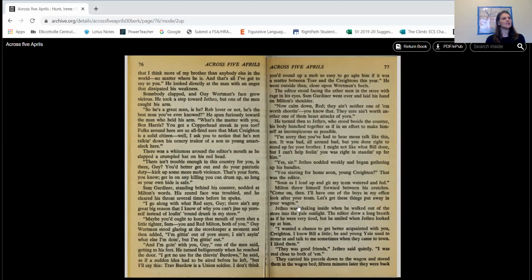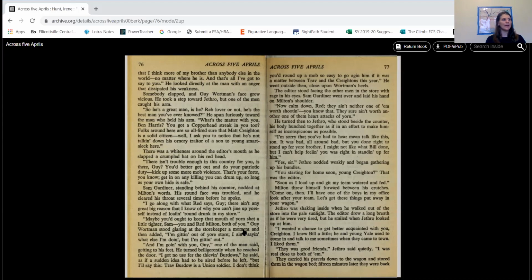And that's all I've got to say to you. He looked directly at the man with an anger that dissipated his weakness. Dissipated, it made the weakness go away because he's so angry. Somebody clapped, and Guy Wortman's face grew vicious. He took a step toward Jethro, but one of the men caught his arm.